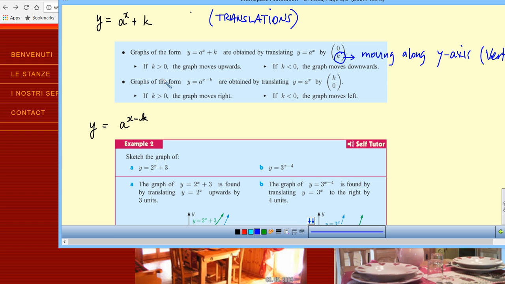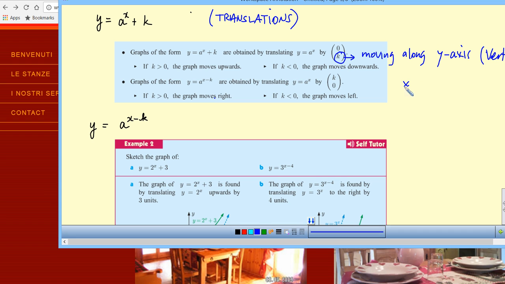Now, if we have the graph of the form y equals a to the power of x minus k, remember that what's being affected here is the x value. So if it's the x value that is affected, that means it's the horizontal translation of the graph. Now, it says here that you move your graph k units, and if k is bigger than 0, it moves to the right, and if k is less than 0, the graph moves to the left.